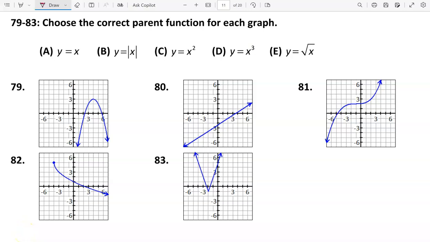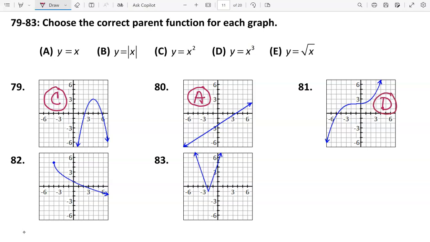In 79 through 83, we just have to pick the correct parent function for each graph. A parent function matches the function in its shape, but it can be transformed. So 79 is a quadratic function, or a parabola, and a parabola always has y equals x squared as its parent function. For number 80, we see a line, and the linear parent function is y equals x. In 81, I see a cubic function, so its parent function is y equals x cubed.